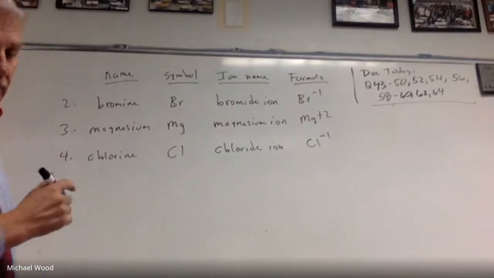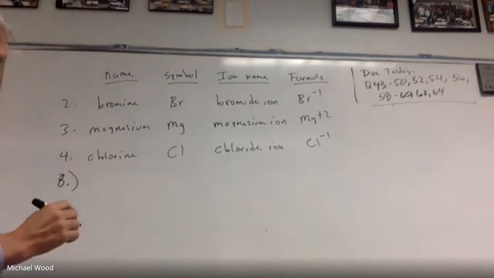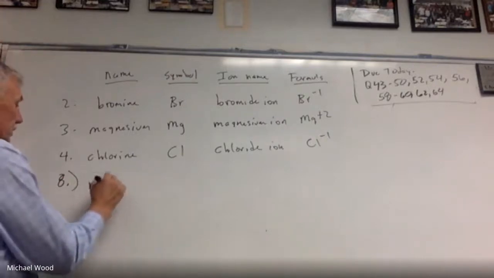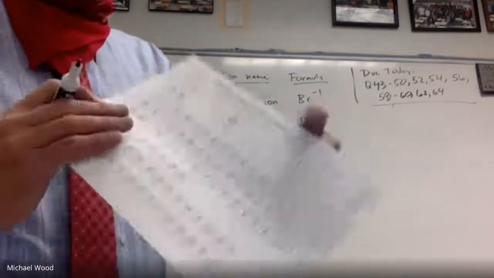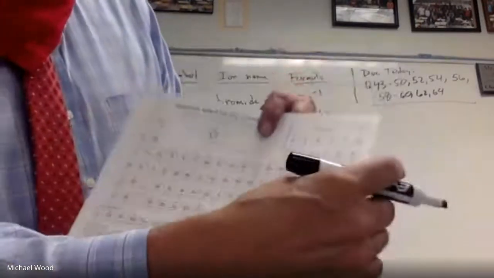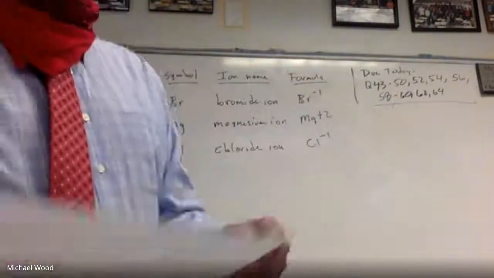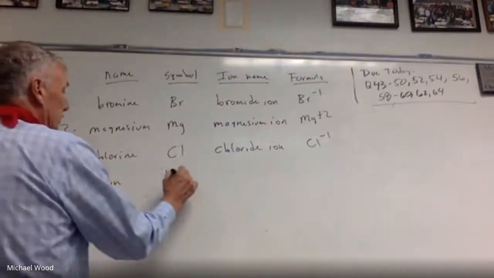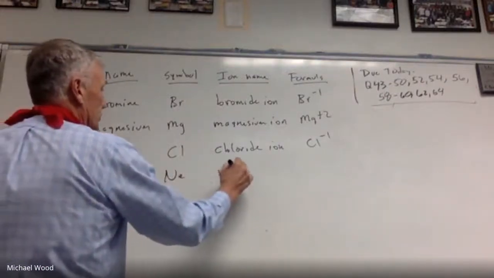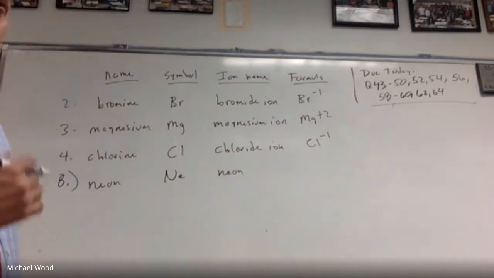Okay, now I want to skip around a little bit. So number 8 is neon. The thing that's unusual about neon is it's a noble gas. And the noble gases, so neon is right there. And if you look, they have no charge. And so the symbol is Ne, and this would just be neon. But technically, neon does not become an ion. So I'm not going to say neon ion.